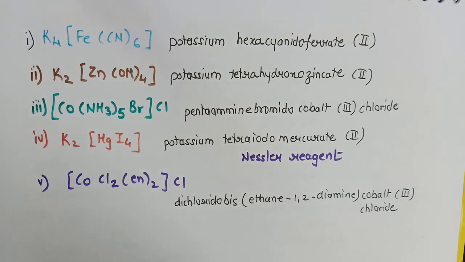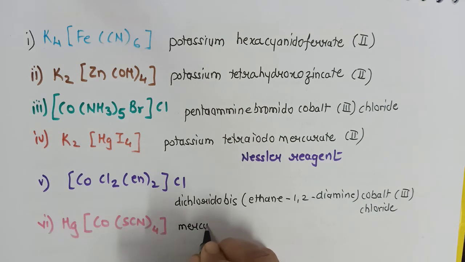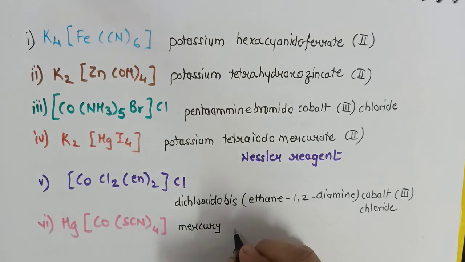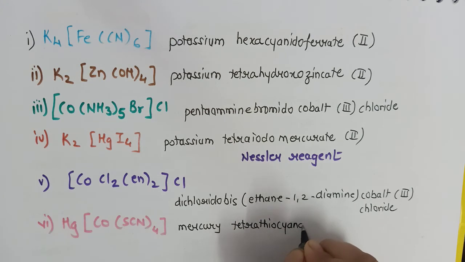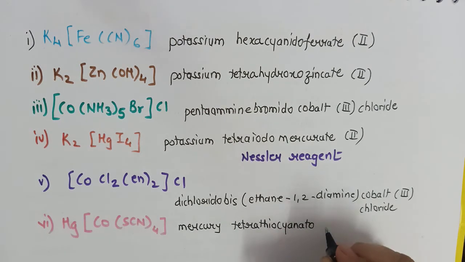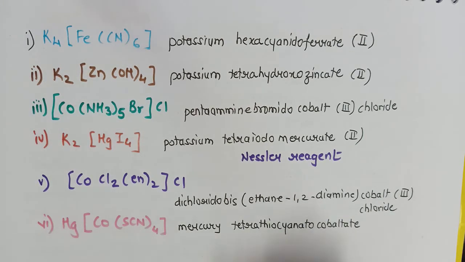I hope the examples are clear to you. In the next example, I have taken the example of a case of ambidentate ligand. SCN is ambidentate ligand. Okay, so we'll name it left to right or the positive part first, and therefore mercury tetra thiocyanato, as it is a negatively charged ligand. Cobaltate. We'll calculate oxidation state of cobalt. It is a 3. So this will be the name of the given compound.